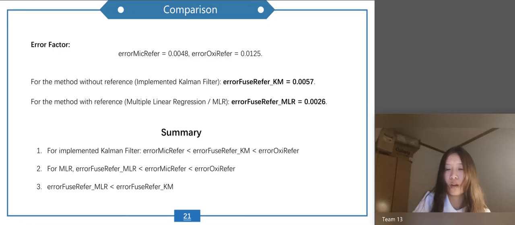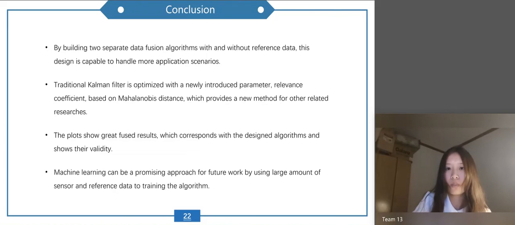With the impact of reference data, we obtain the most convincing and accurate fused data. Apparently, the error of the MLR result with reference data is smaller than that of the common filter without reference data, since the reference data can provide the weight influence factor. However, method 1 contributes to increasing the scenario adaptability of the algorithms. By building 2 separate data fusion algorithms with and without reference data, this design is capable of handling more application scenarios, and the traditional common filter is optimized with a newly introduced parameter, which is Mahalanobis distance.